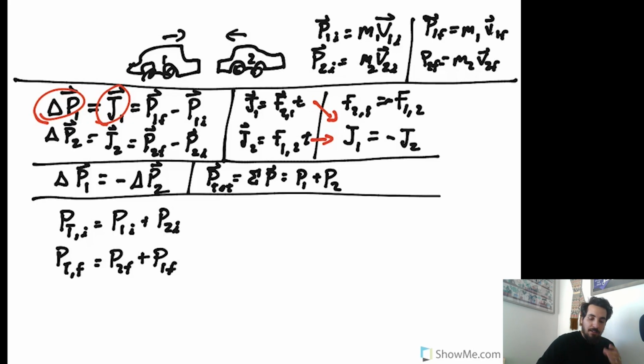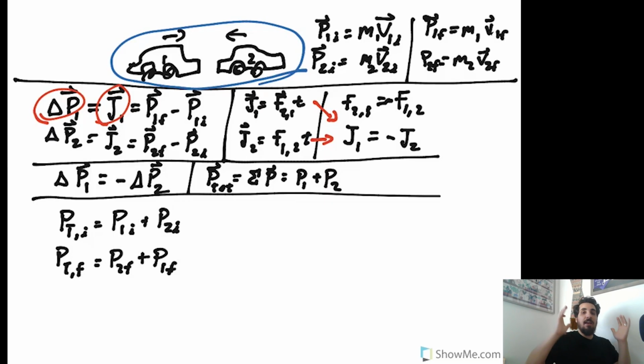And what we've done here is we've combined our two cars into one system. So I drew this blue circle here, and that's to say everything inside that blue circle is our system that we're considering. So when we look for the total momentum, we're looking for the momentum of everything in our system. And here it is just those two cars, so we add their momenta together.